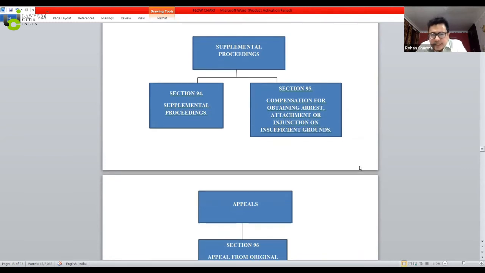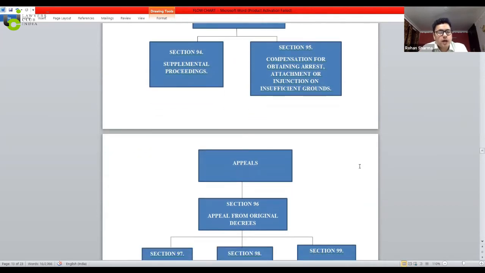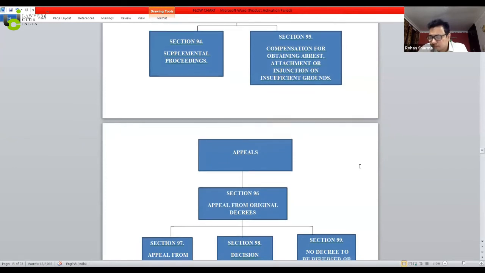Section 95 basically talks about compensation which can be given in case these supplemental proceedings under Section 94 are found to be initiated under wrong presumptions, or if the court feels that these were not supposed to be initiated. So in this specific case, Section 95 gives the power to the court to grant some sort of compensation to the person who has been charged under Section 94.